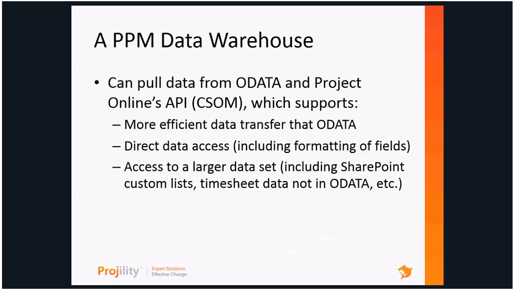So what a PPM data warehouse can provide you, it can pull data both through OData and then something called CSOM, which is Microsoft Project Online's API, or Application Programming Interface. That is a way you can tap into a system, typically to do integration, where I need to have different calls or actions, and say I'm going to take timesheet information from Project Online and move it to SAP. Or I'm going to take information from my HR system and keep Project Online resource information or metadata up to date. That's how we typically use our API.